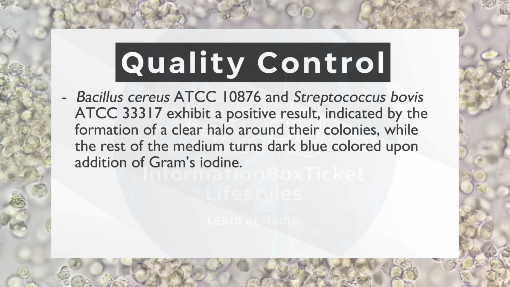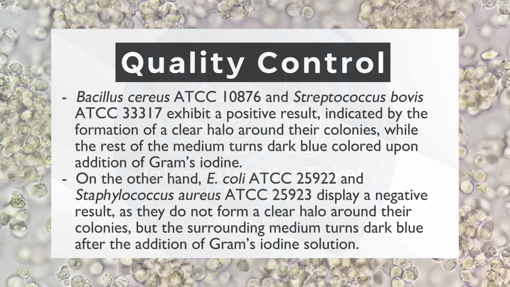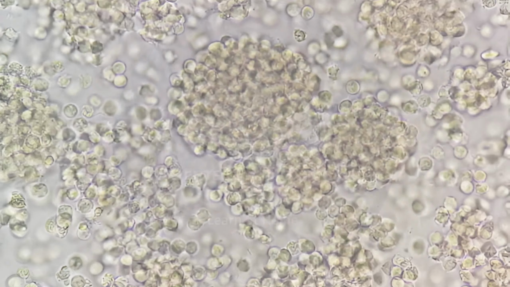Quality control. Bacillus cereus, ATCC 10876, and Streptococcus bovis, ATCC 33317, exhibit a positive result, indicated by the formation of a clear halo around their colonies, while the rest of the medium turns dark blue colored upon addition of Gram's iodine. On the other hand, E. coli ATCC 25922 and Staphylococcus aureus ATCC 25923 display a negative result, as they do not form a clear halo around their colonies, but the surrounding medium turns dark blue after the addition of Gram's iodine solution.